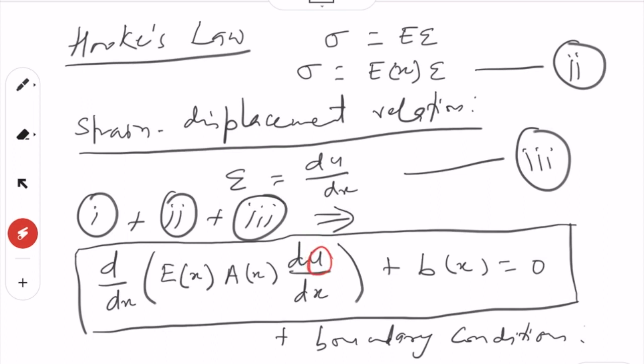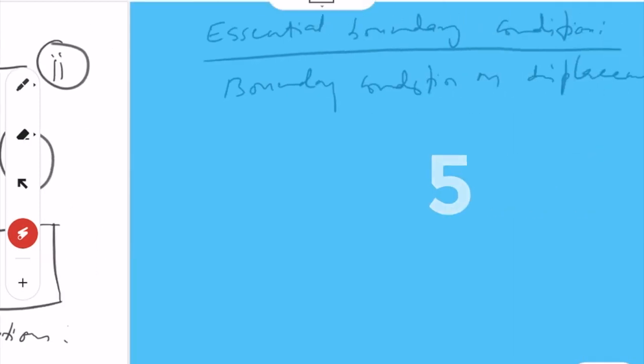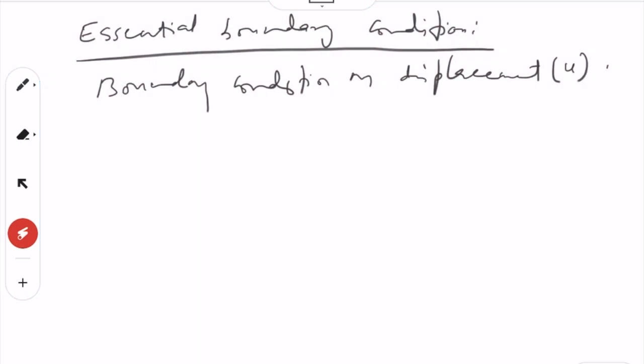That is why, for the essential boundary condition, you need to say u equal to 0 at x equal to L or x equal to 0, right. Or you say u equal to 5 at x equal to 0, those kinds of things you have to tell. In a 1D problem, there must be at least one essential boundary condition. Okay, so this is what that is.